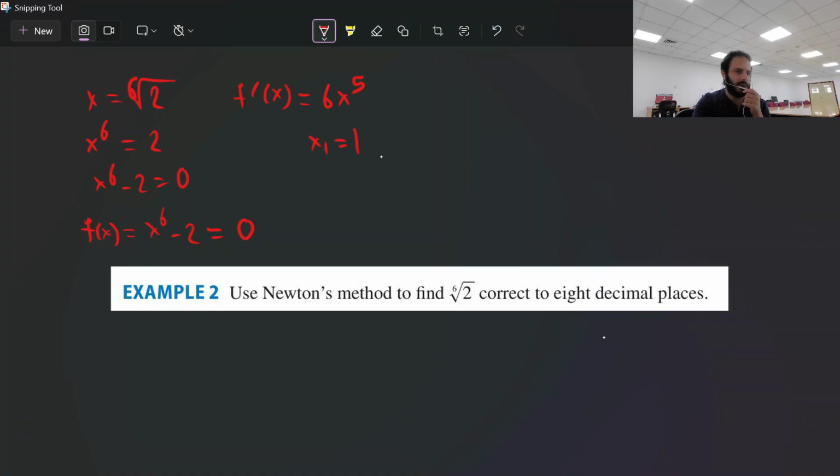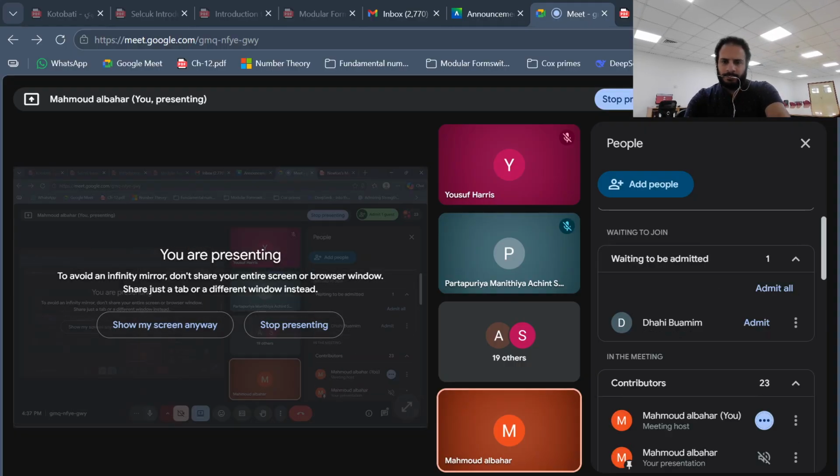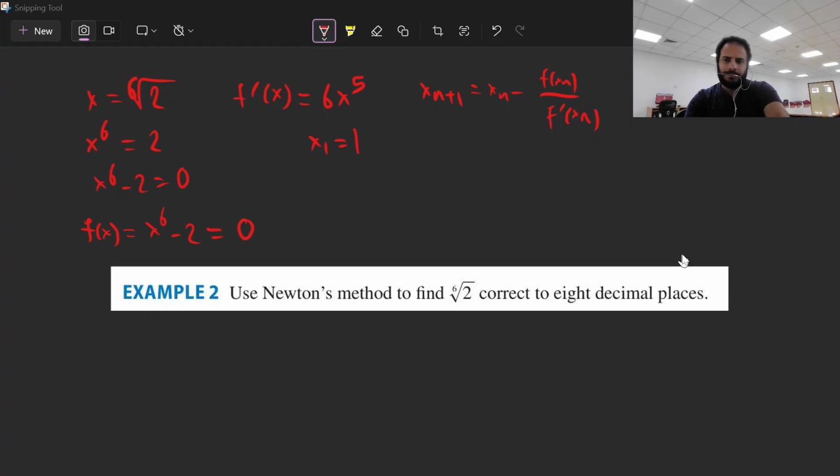Now we will use Newton's method. I explained how to choose x1, right? Next step, write the formula. Xn plus 1 equals what? Equals xn minus f(xn) over f prime(xn). So we have xn minus (xn power 6 minus 2) over 6xn power 5.